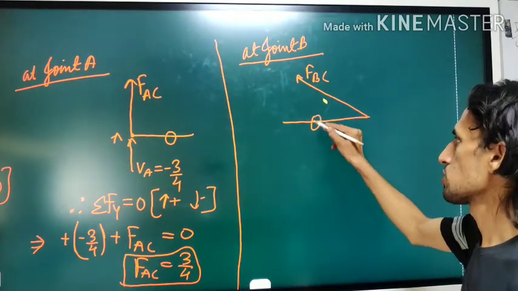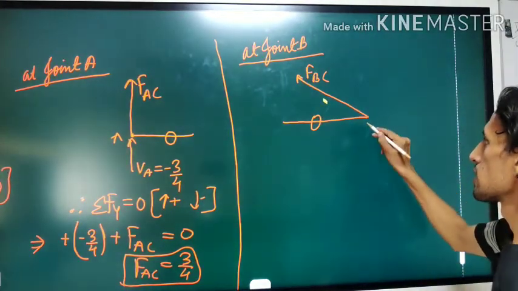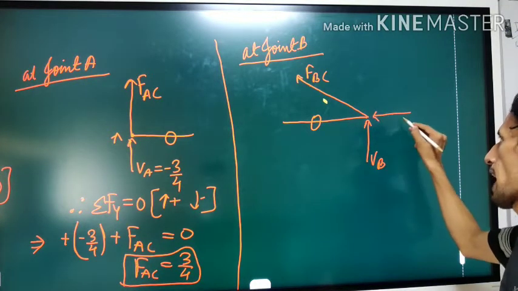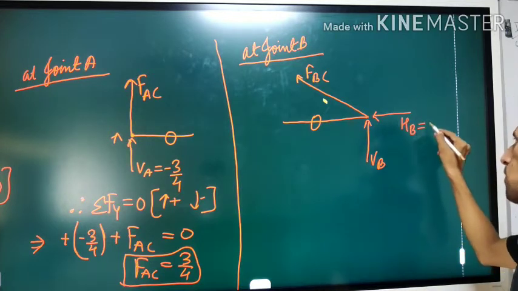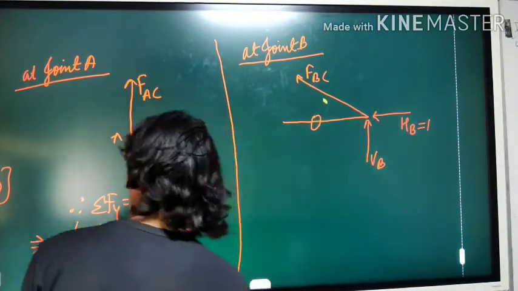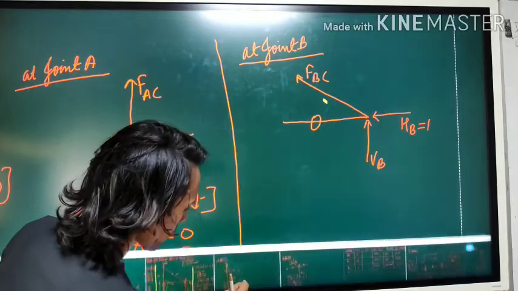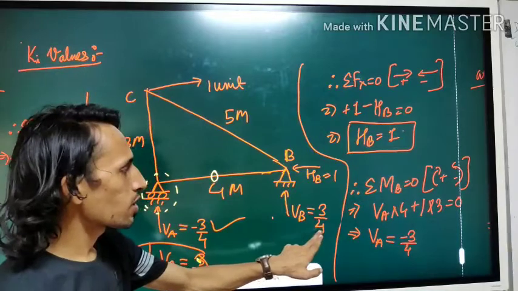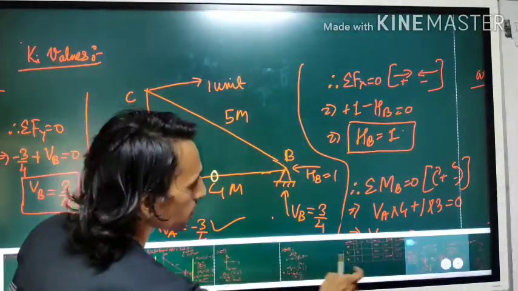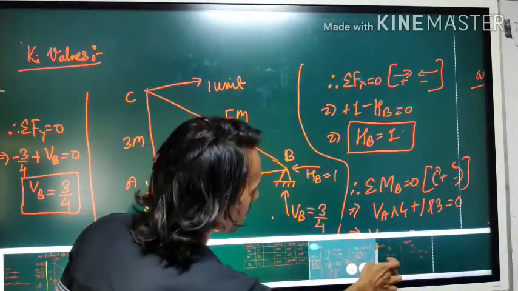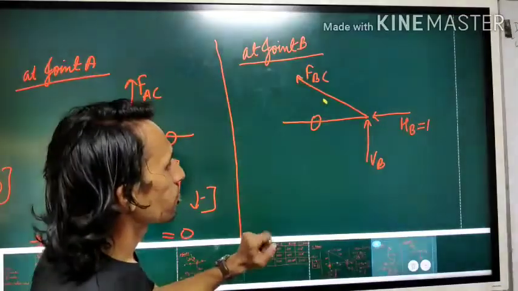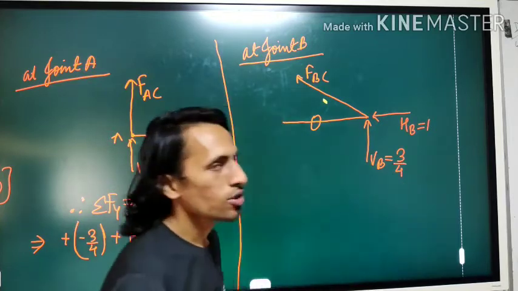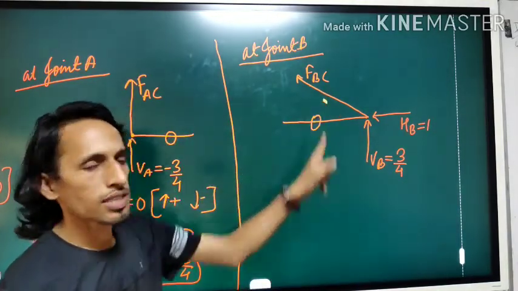FBC, this was 0, so we don't have to worry about this. Here the vertical force was VB, here it was HB. The value of HB was 1 and the value of PB was 3 by 4. So let's put it there. So this was 3 by 4. What is your target? Your target is to find this value.